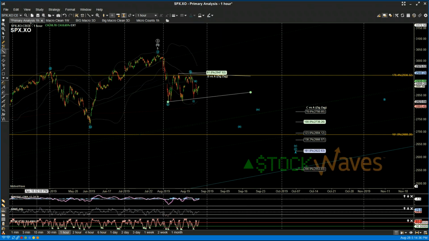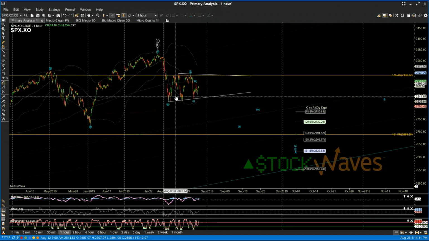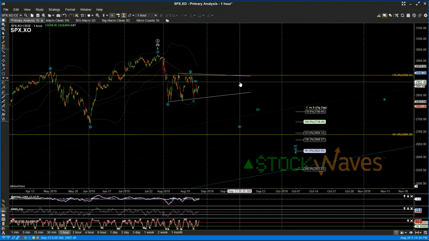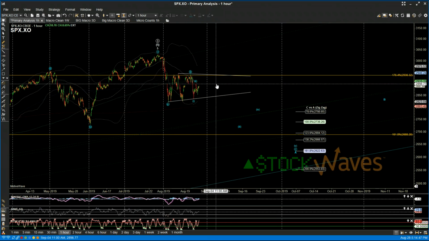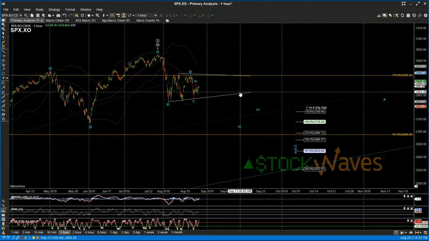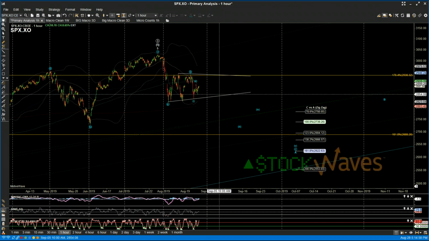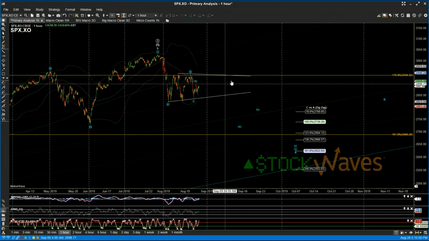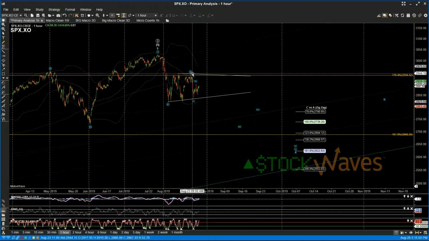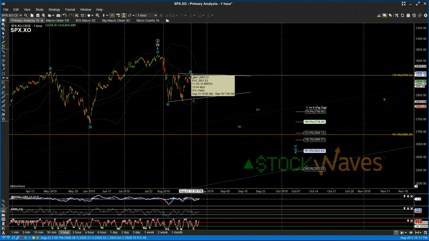So the guidelines for a triangle are a little bit more fluid. A triangle is a corrective move, so all of the subwaves inside the triangle are also corrective moves, but it's a 5-wave move that is read as A, B, C, D, E, and sometimes F, G, H, I, J, K, and it just continues to rattle around. Any move over, I'd say at this point, 2838, 2839 in the S&P invalidates this as a triangle.